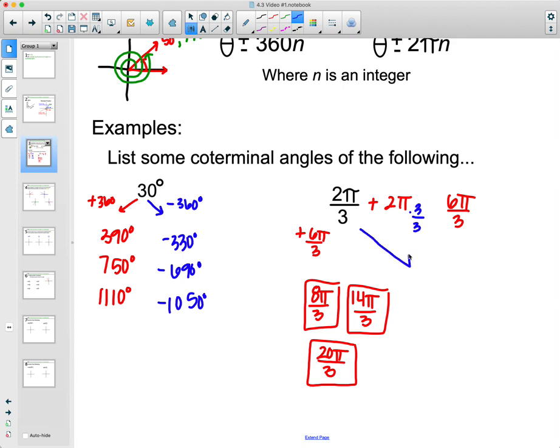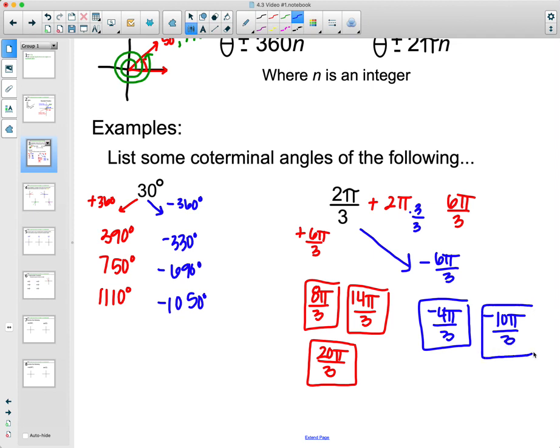And then some more if you subtracted 2 pi. So subtract 6 pi over 3. So 2 pi minus 6 pi is negative 4 pi over 3. Subtract 6 pi over 3 again to get negative 10 pi over 3, as many times as you wanted, to get coterminal angles. So all of these are going to end at the same spot on the coordinate plane.